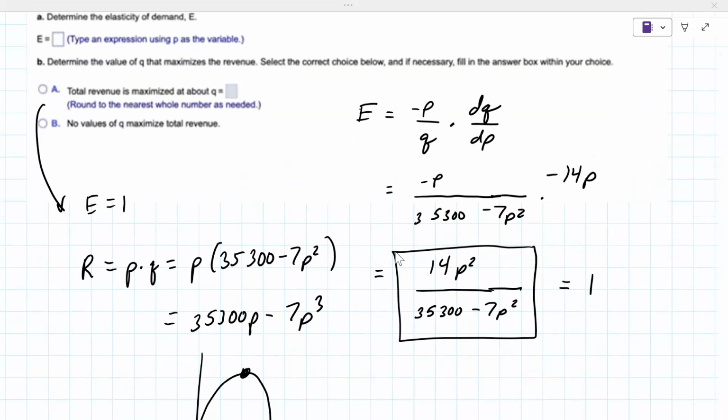Well, there's two ways to do this, part B. You can set the price elasticity of demand equal to 1, or you can solve the revenue equation. I think the revenue equation looks the most familiar.